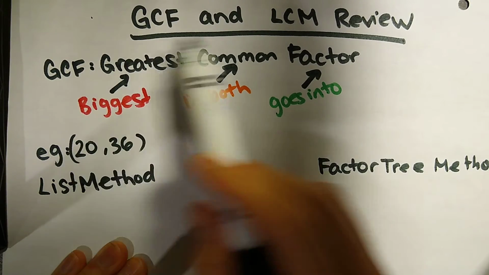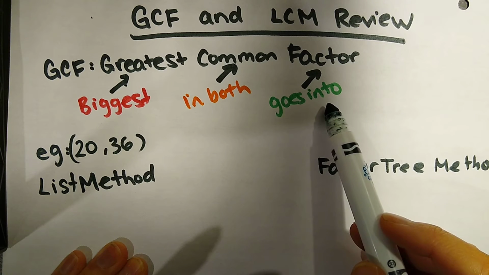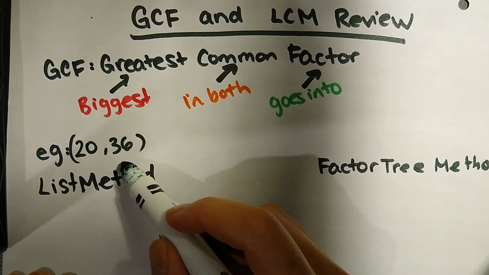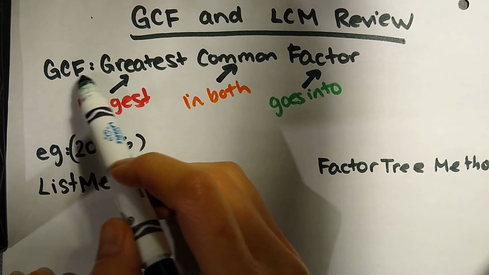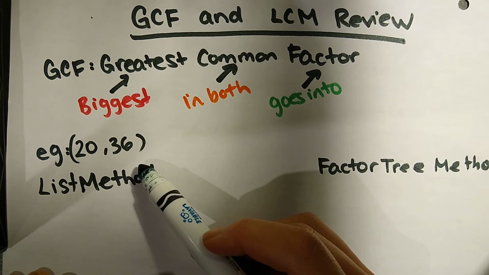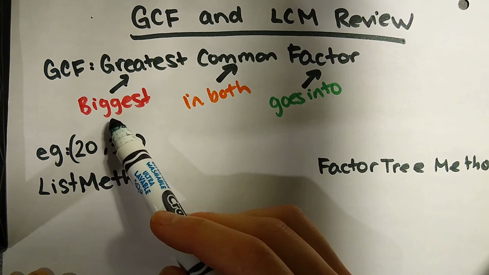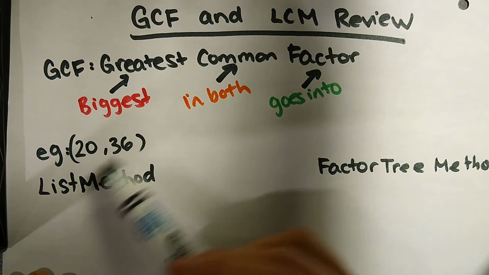If you remember, we're talking about factors. Factors are numbers that go into another number. We're going to be using the numbers 20 and 36 as the example, and we want to find the greatest common factor of 20 and 36. As a review, greatest means the biggest number that goes into both of these, 20 and 36.